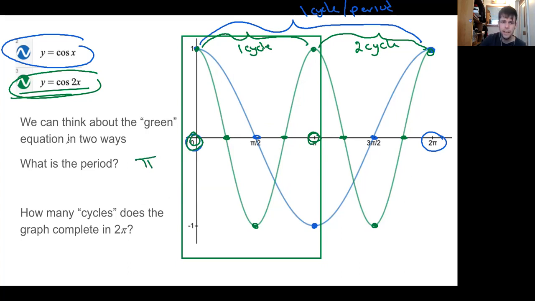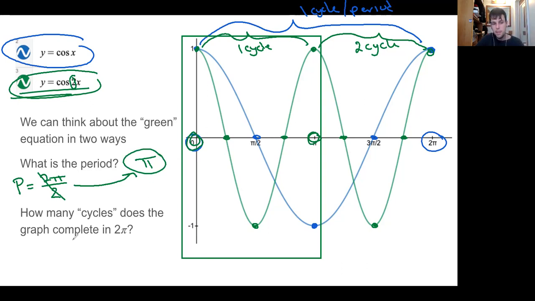We can also calculate it. Remember that formula from the last page said that the period equals 2 pi divided by b. b is 2. 2 pi over 2. Twos cancel. We end up with a period of pi. So we can kind of look at it either way. We see it on the graph. We see it in the formula too. It has a period length of pi. It takes that long for it to do its full cycle.